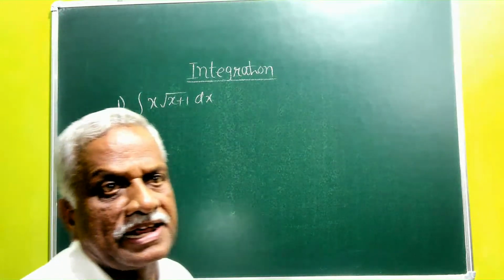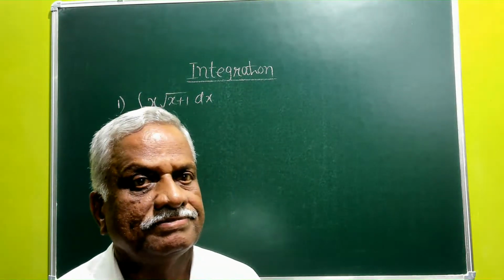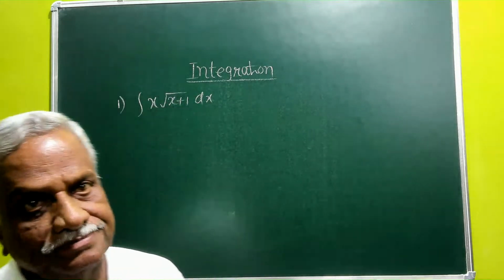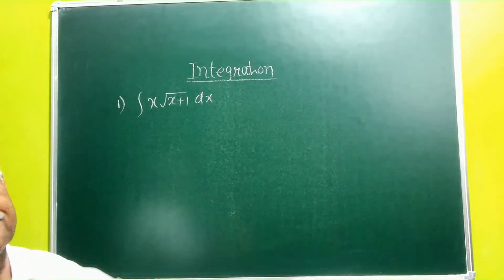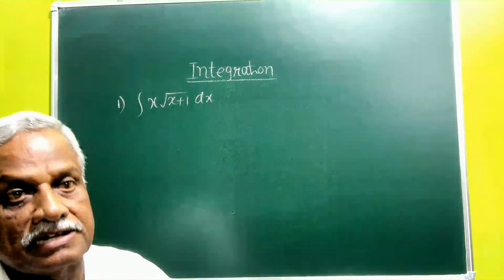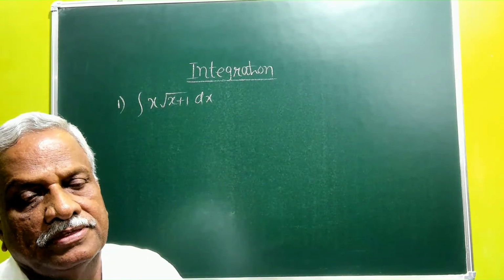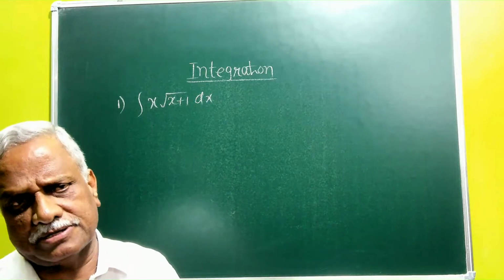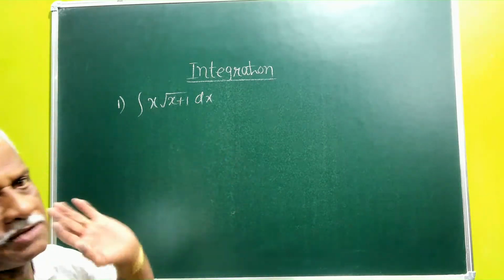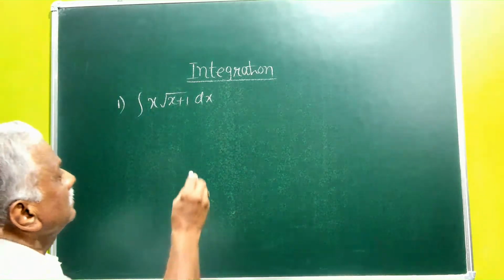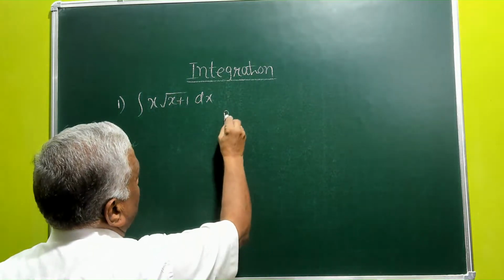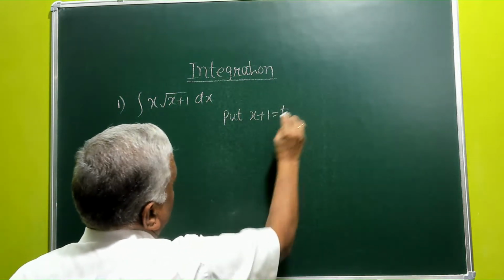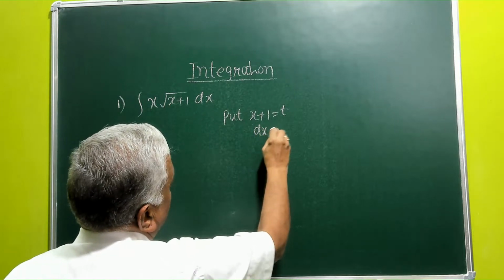Normal procedure in integration, whenever a problem is given, we should see whether we can work this using any standard formula. There is no standard formula. And if that doesn't work out, then we go for the substitution method, then integration by parts, all those follow. Will the substitution method work out? Let us see. Let us put x plus 1 equals t. You get dx equals dt.